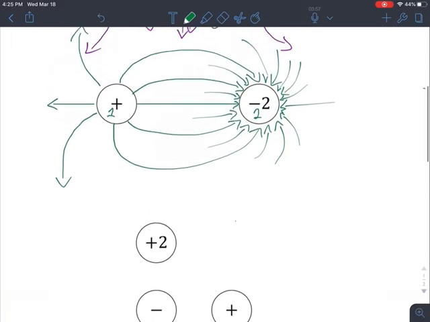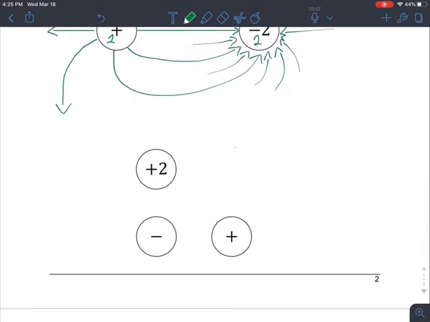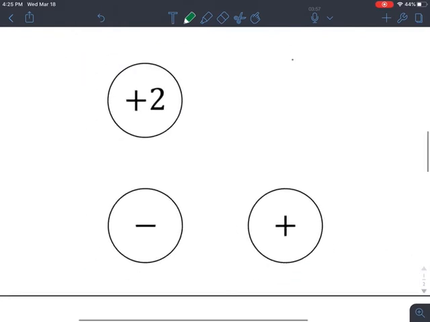Last one. We've got 3 charges interacting here. Positive 2, we'll call that charge 1. A negative, we'll call that charge 2. And a positive 1, let's call that charge 3. This is twice as strong. This is number 1, so we'll have to do twice as many lines coming out of it. Reminder, lines always go from positive to negative.